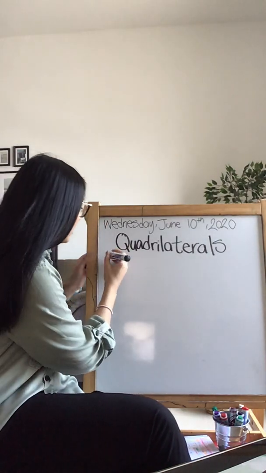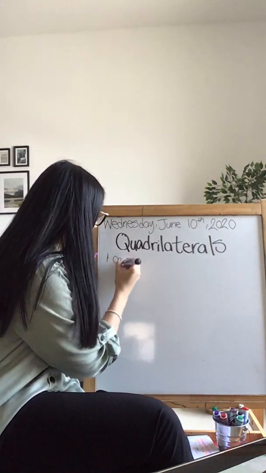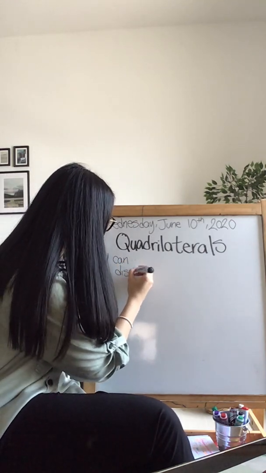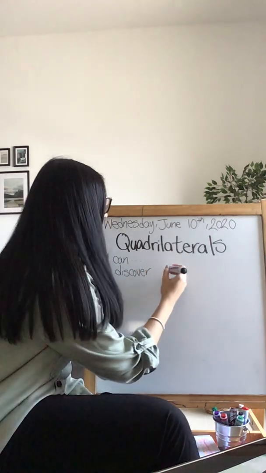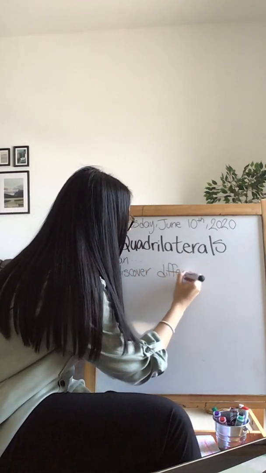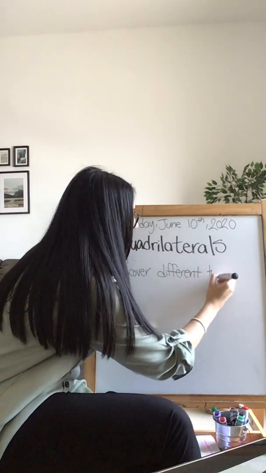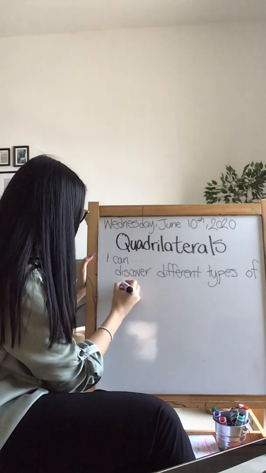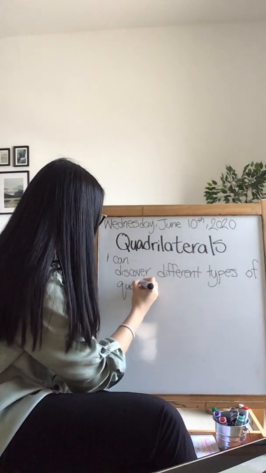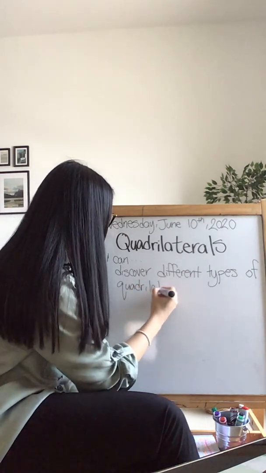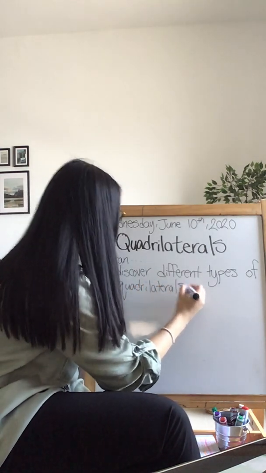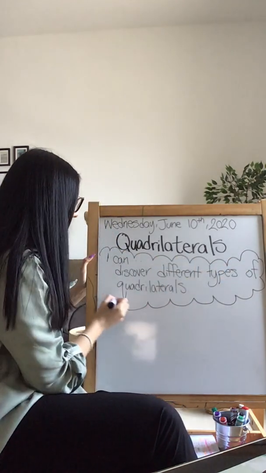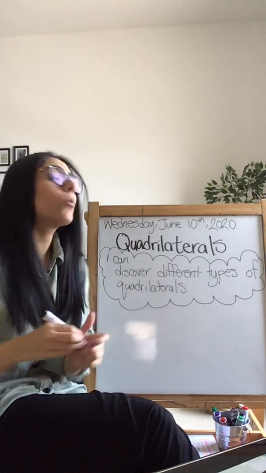So let's just write down our I can statement. I can discover different types of quadrilateral shapes. I'll just say quadrilaterals. And then please highlight that. I can discover different types of quadrilaterals.